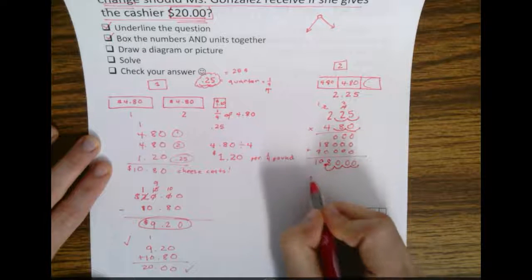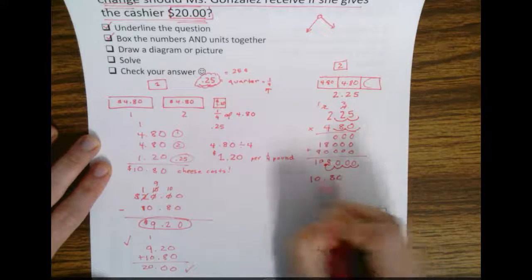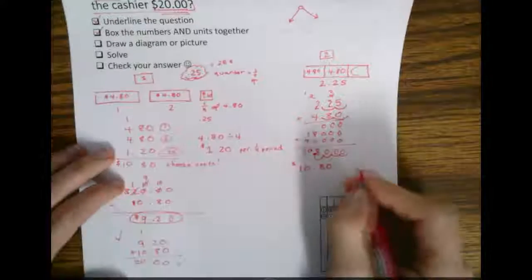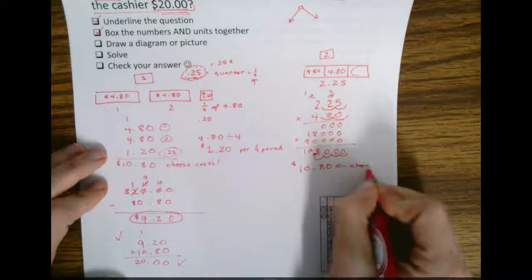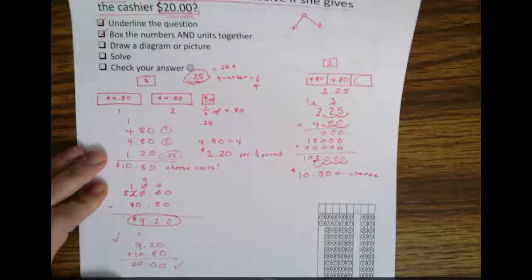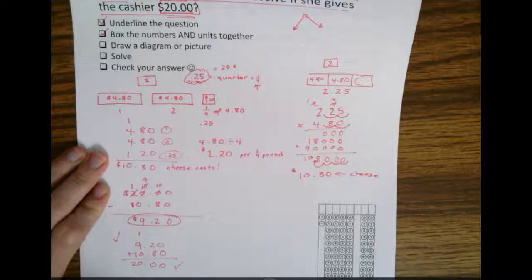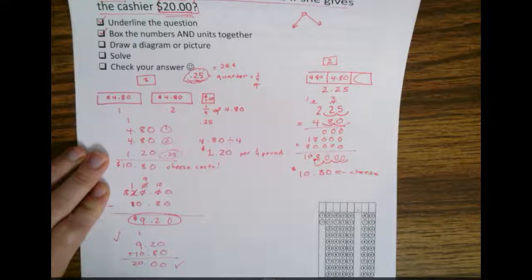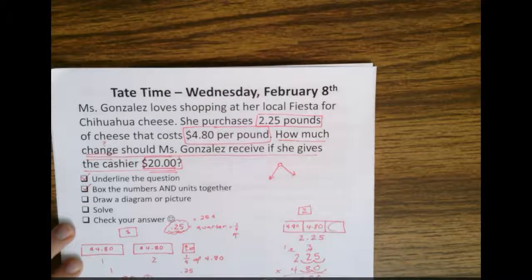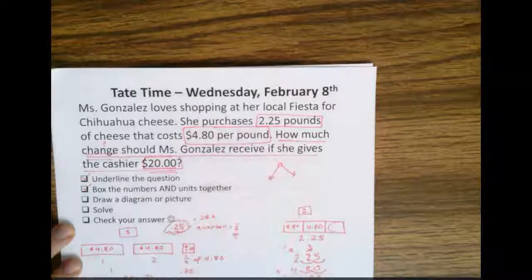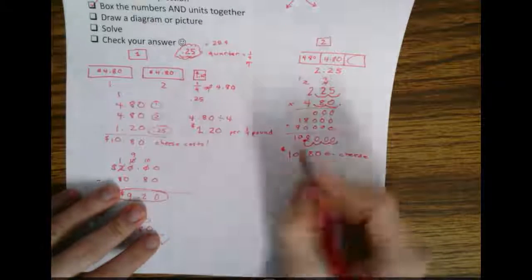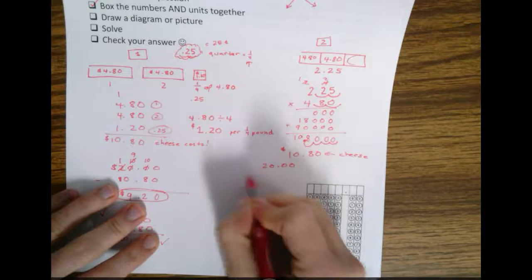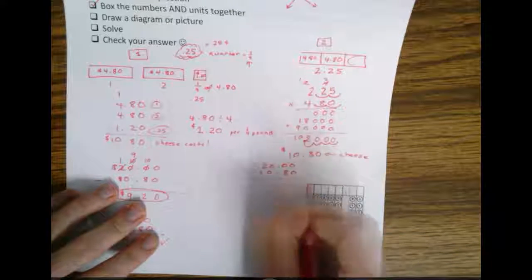My multiplication answer is 10.80. $10.80. This is how much she paid for the cheese. But remember, on the STAR test, they're going to put $10.80 as an answer. We have to be careful. They're constantly trying to trick us. $10.80 is how much the cheese costs, but that does not answer the question of how much change should Miss Gonzalez receive if she gives the cashier $20. So we have to remember to integrate, which means we have to remember to use the number 20. So we're going to do 20 minus 10.80.